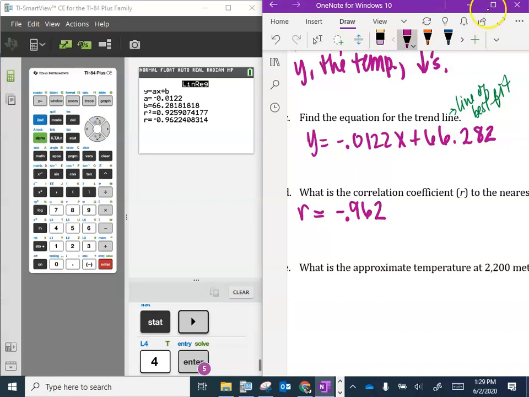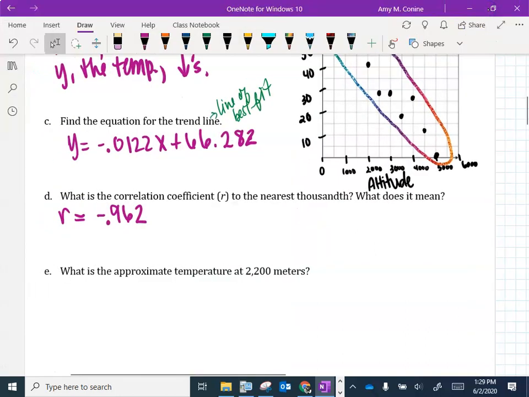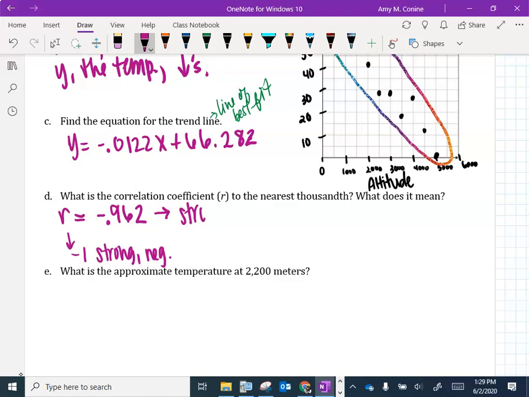Okay. So now what does this correlation coefficient mean? If you recall from the beginning of the notes, the closer that R gets to -1, that's a strong negative correlation, and that's what we have. So this is close to -1, so we have a strong negative relationship here, correlation or relationship.